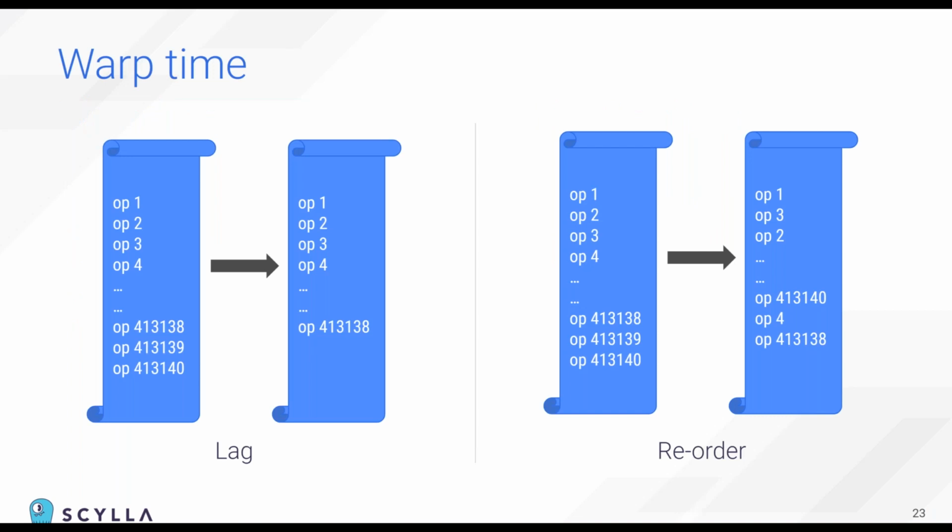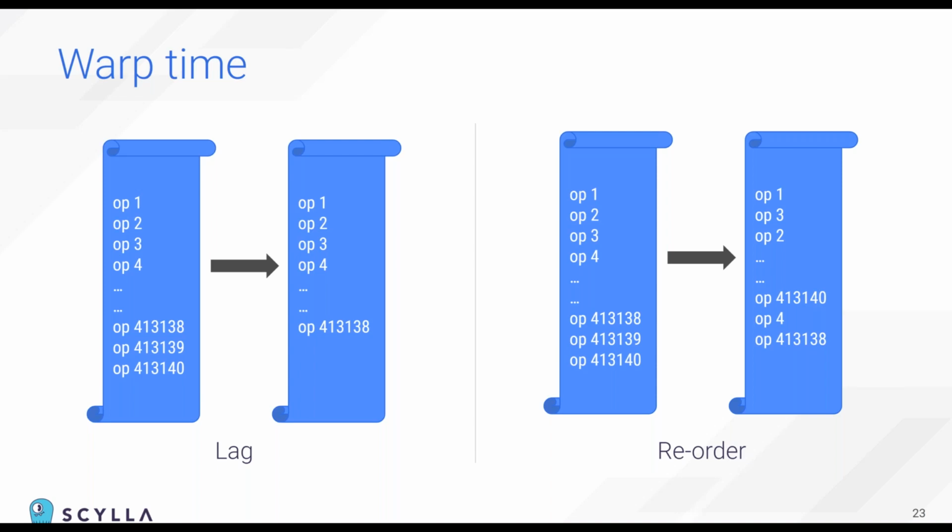Now, when it comes to warping time, we have two ways to do this. One is we can lag behind. So we're using replicas, and one of the replicas can be behind. This is known as asynchronous replication, or we can wait for it. But if we allow it to lag, then we have warped time. You can think of it as stretching time.